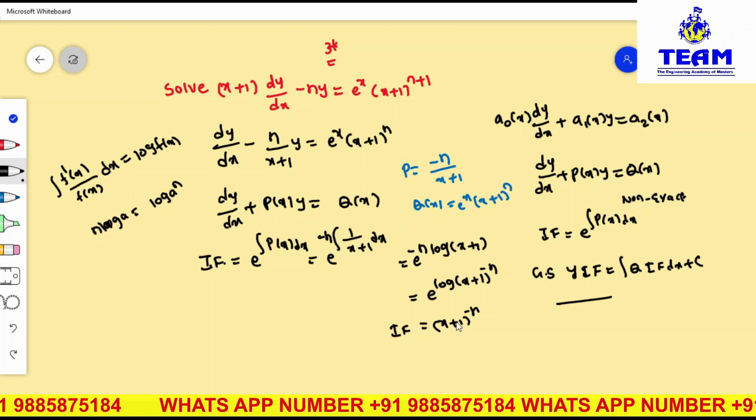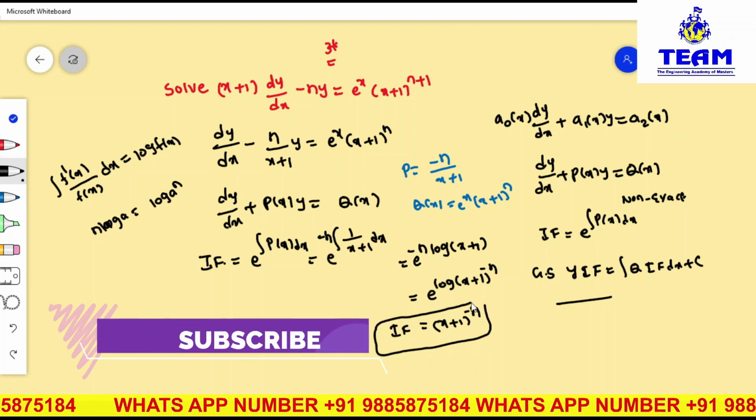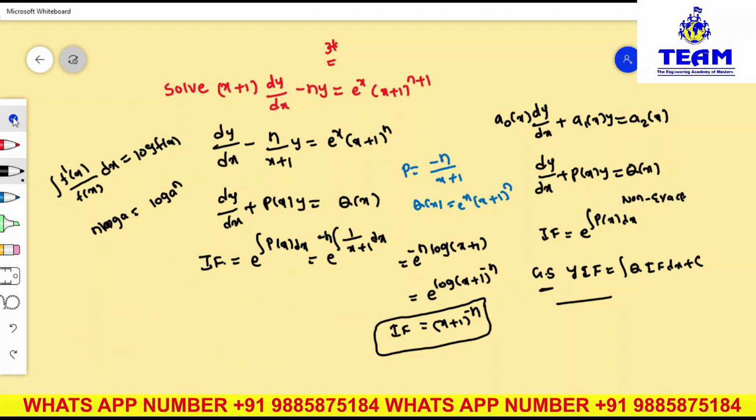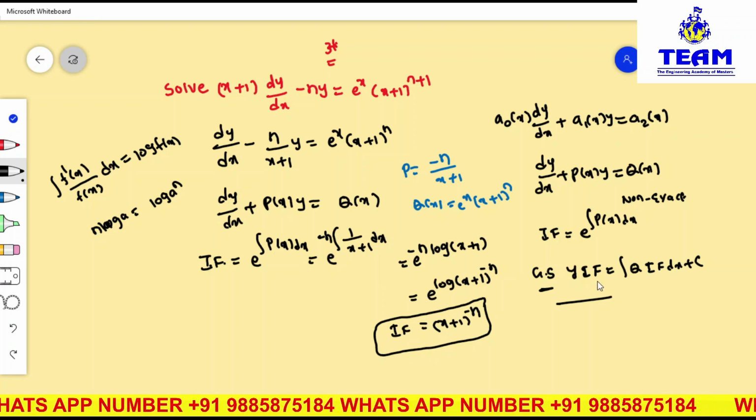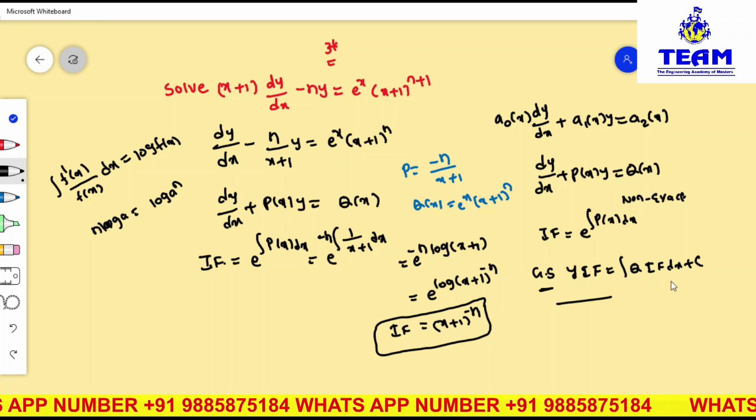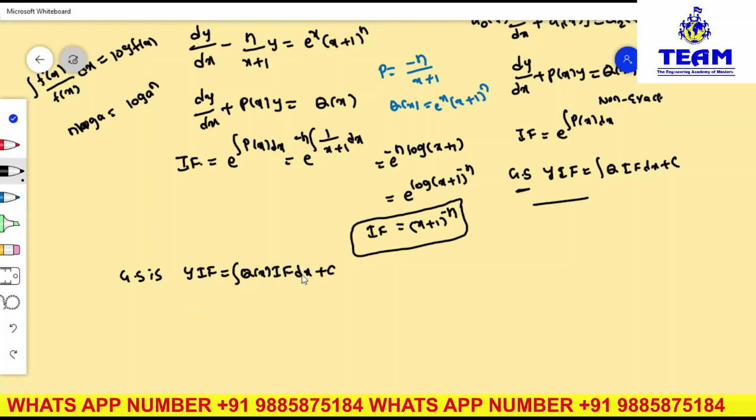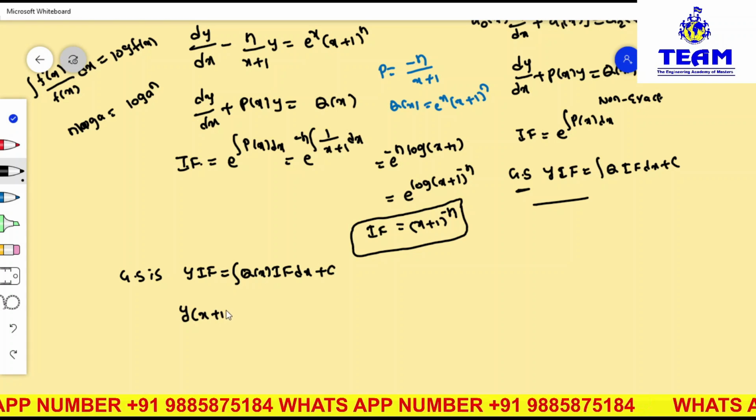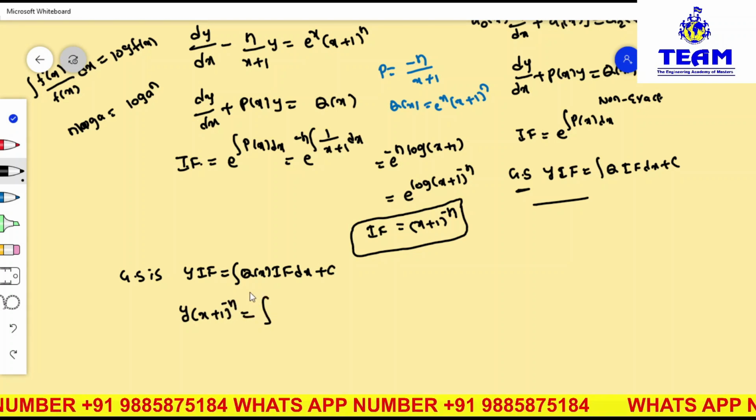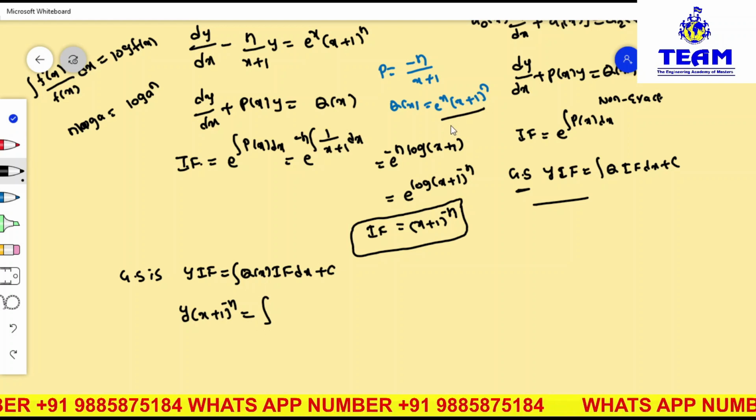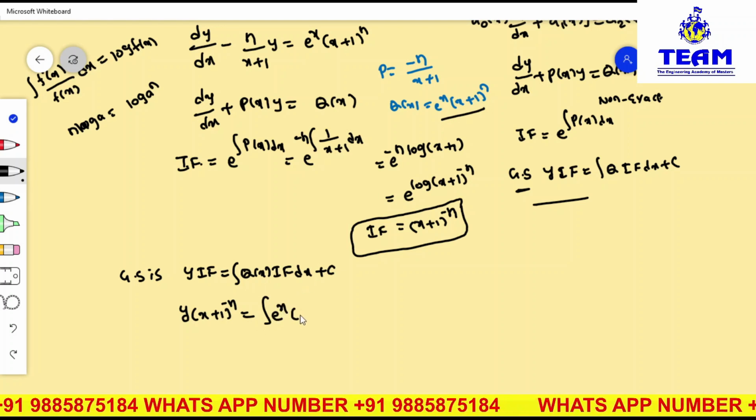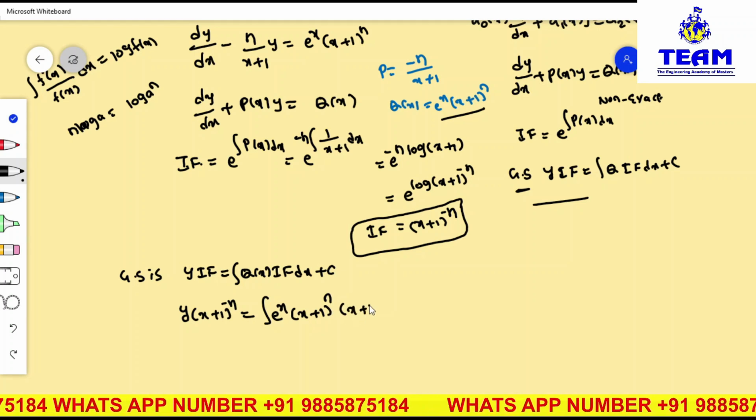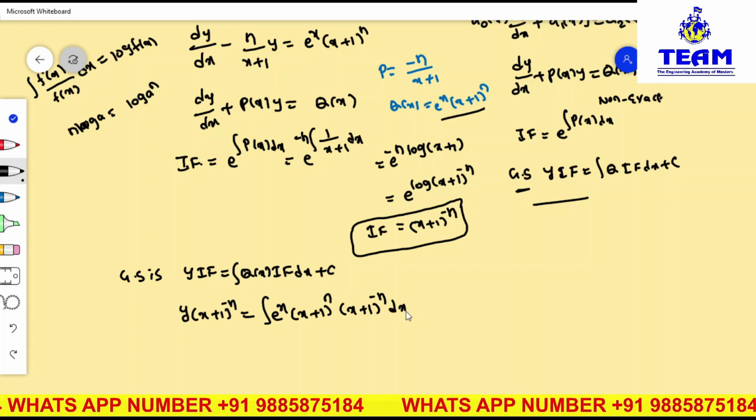as the integrating factor. Okay friends, after getting the integrating factor, we need to find the general solution. The general solution is y into integrating factor is equal to integral of q of x into integrating factor dx plus c. Now substitute the integrating factor here. Then we have y into x plus 1 to the power of minus n is equal to integral q of x. What is q of x? e to the power of x into x plus 1 power n, into the integrating factor x plus 1 power minus n, dx plus c.